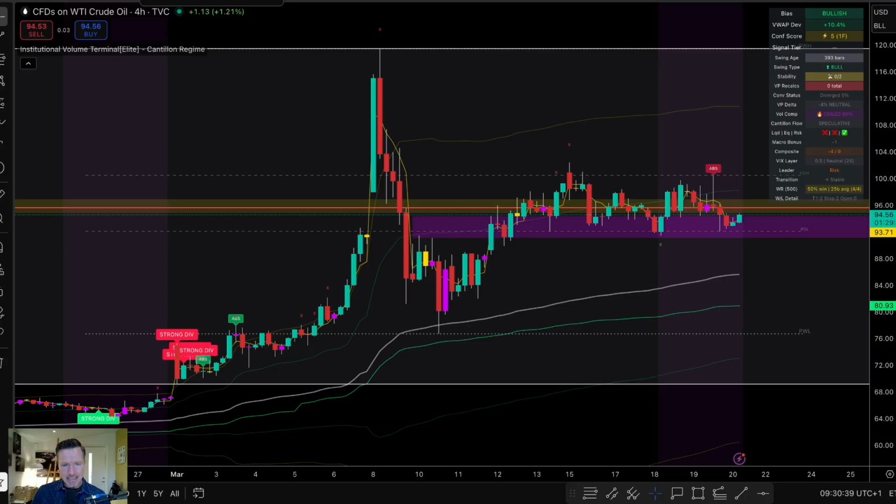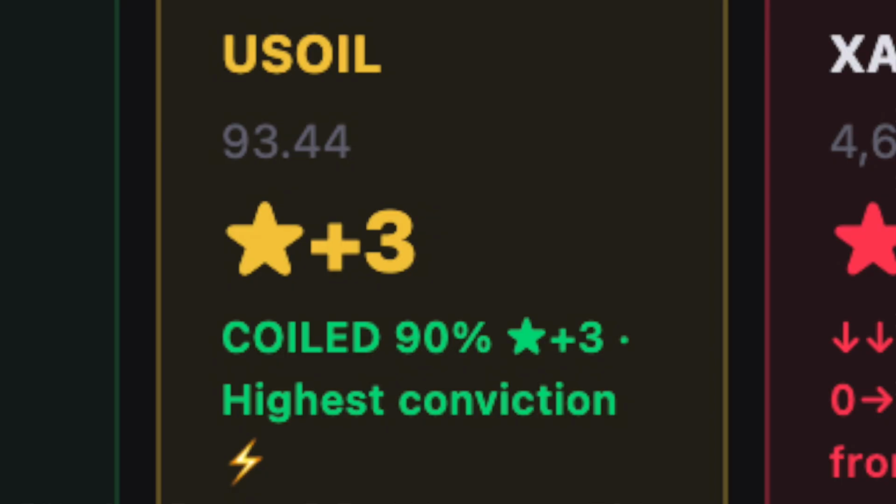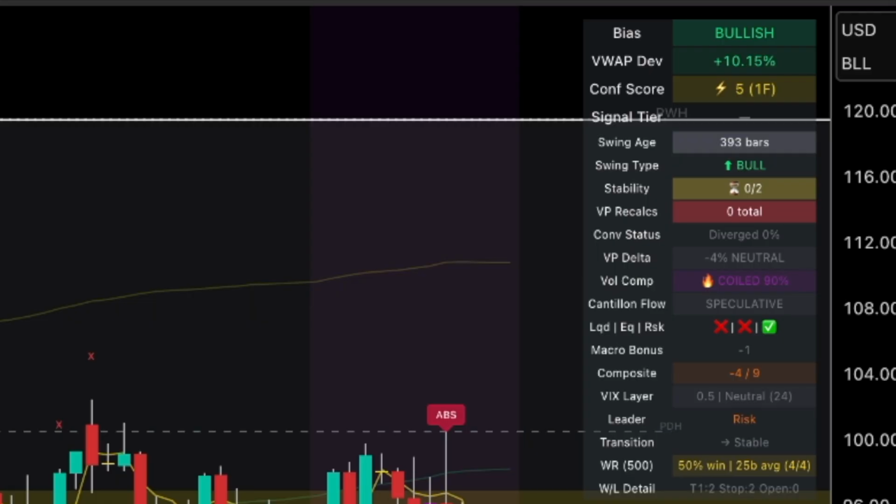But here's what's interesting. Something is getting a bid right now, and it's not in any of those 3 layers. Look at this chart. USOIL is right now at 94.43. We have a V score at +3. It's the maximum bull. We have a VWAP deviation of +10%, and the volume compression state is coiled 90%.